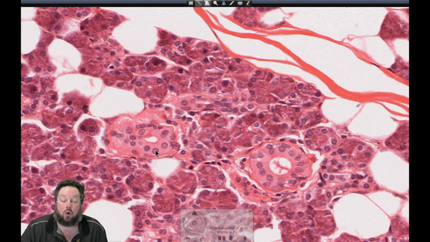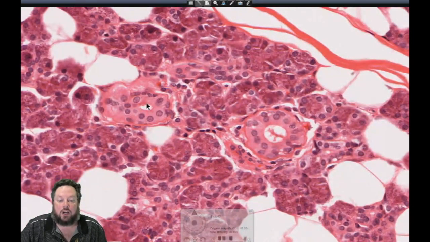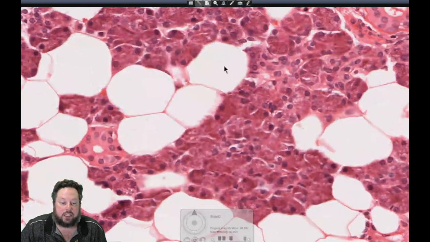So you see the nucleus is quite round here for this duct, indicating it's a cuboidal cell, even though you can see that the cytoplasm is probably a bit taller than we would expect for a cuboidal cell. So we saw that tall cuboidal to low columnar type of appearance. So the serous acini are drained by the intercalated ducts, which then go to the striated ducts. So there's another striated duct here.